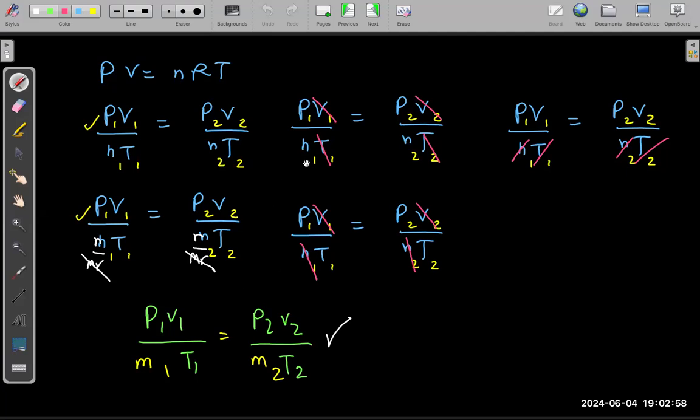So the last or the second last thing, which is the laws. So I have the Charles law. So this is the Charles law.